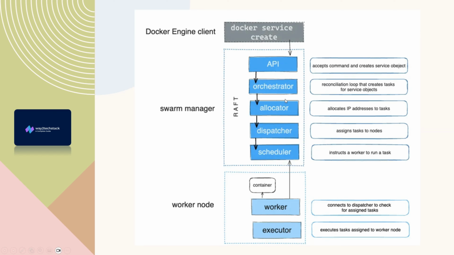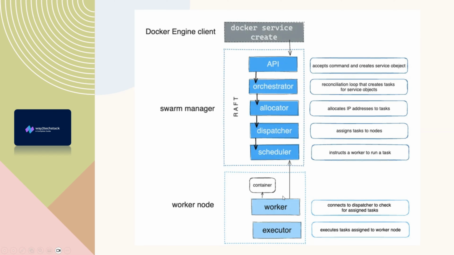And then we have the allocator. After that, it will try to assign the IP address to the task that has been scheduled on the node. And then we have the dispatcher. What it does is assign a task to the node. That will be done by your scheduler. On which node it is feasible, that particular decision will be made by your scheduler. On that particular node, your task will get scheduled. With this, the job is done by the manager.